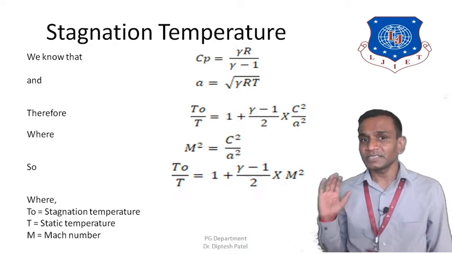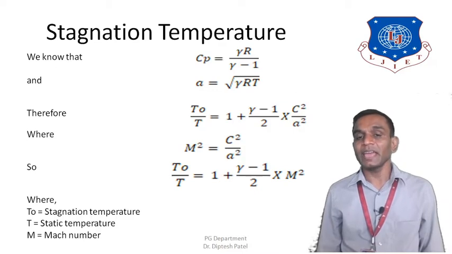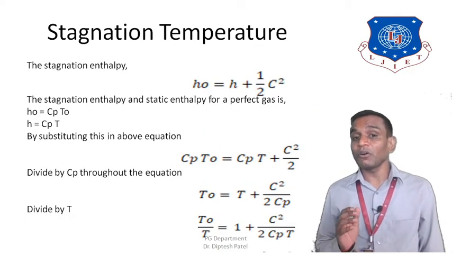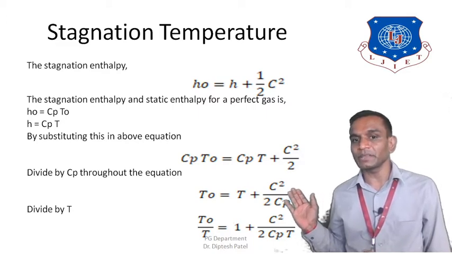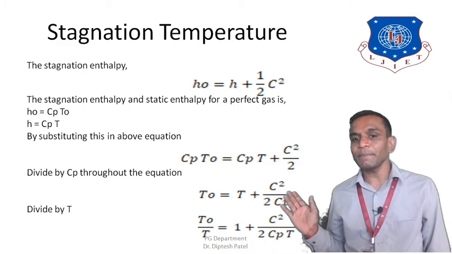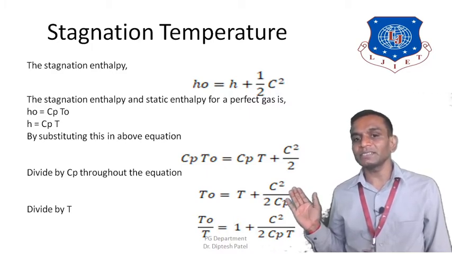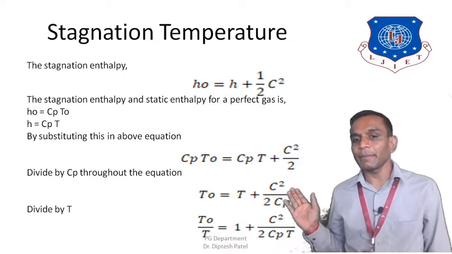Now, we know that Cp is equal to gamma R divided by gamma minus 1, and also that a, which is the sound velocity, is equal to the square root of gamma RT. Now, let us put these values into the equation for T0 divided by T, the ratio of stagnation temperature to static temperature. So, the equation would become T0 divided by T equal to 1 plus C square divided by 2 gamma RT divided by gamma minus 1.